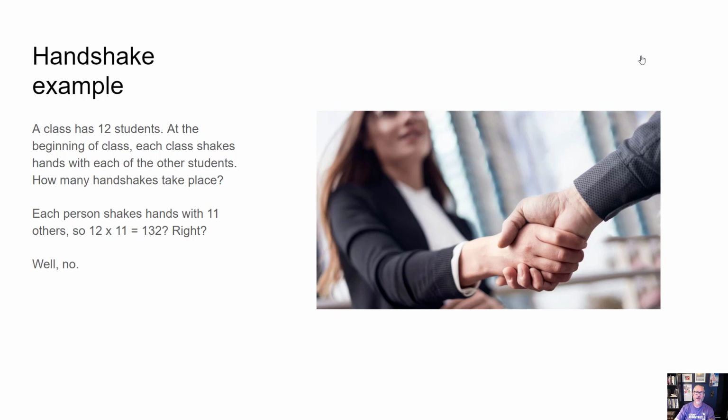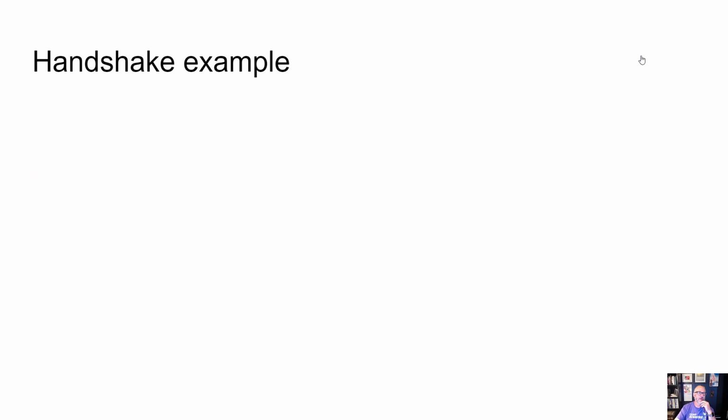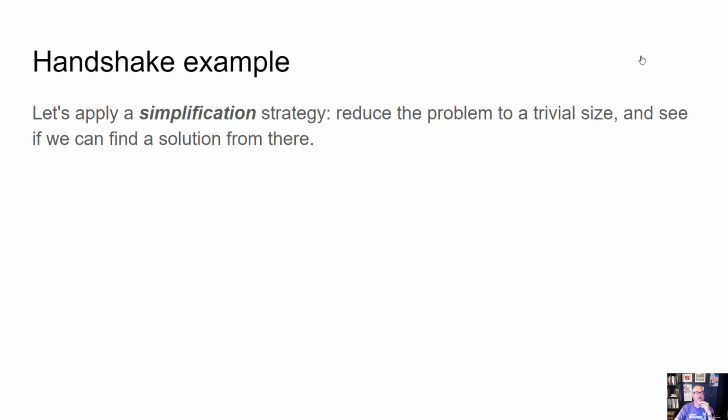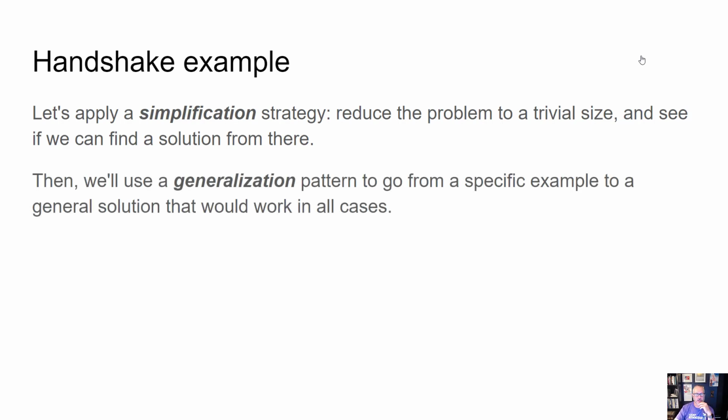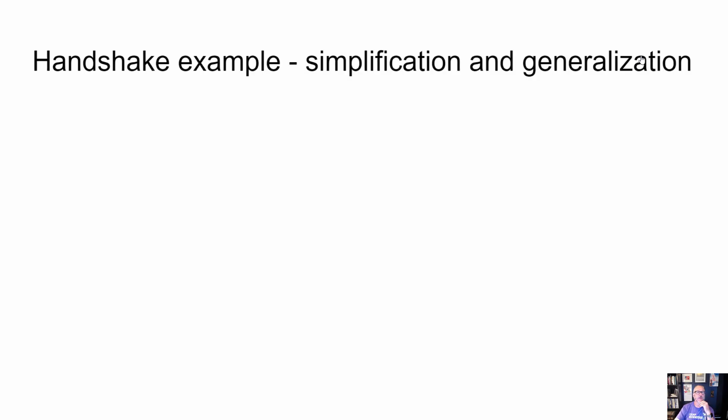We're going to apply a couple different ideas here. So we're going to do a simplification strategy first. And that is, we're going to reduce the problem to a trivial size and then see if we can find a solution based on that, sort of build up in our thinking. And then we'll do generalization to go from a specific example to a general solution that would work in all the cases. So here's our simplification and generalization in practice.